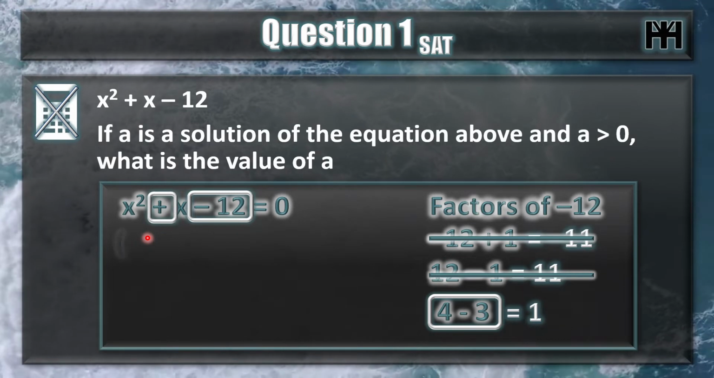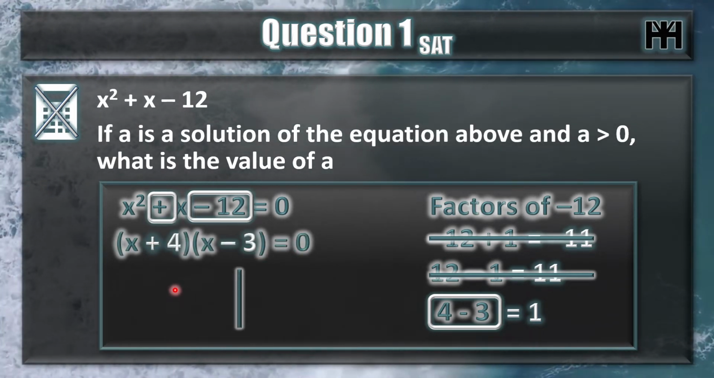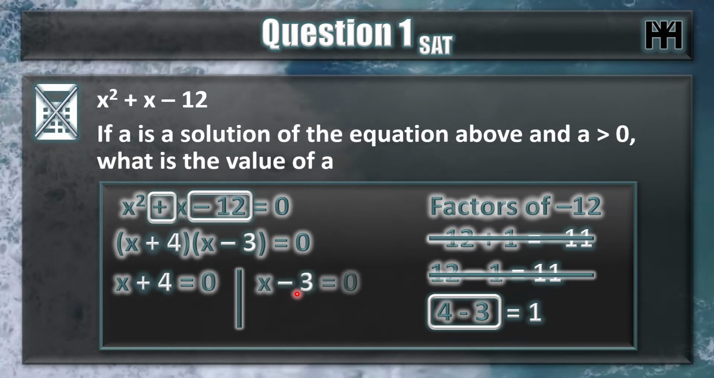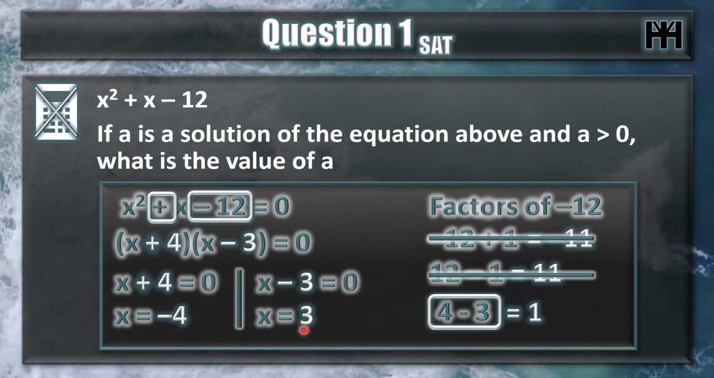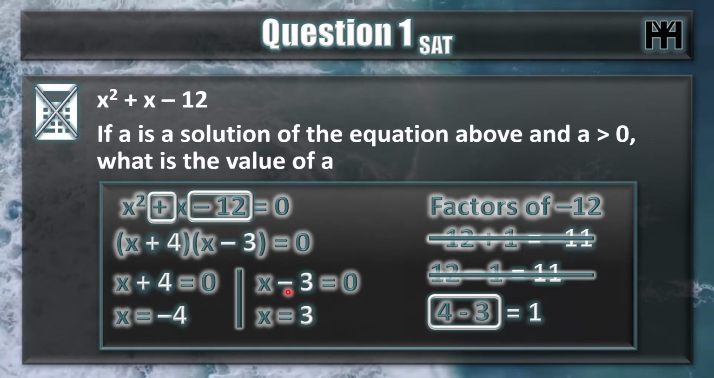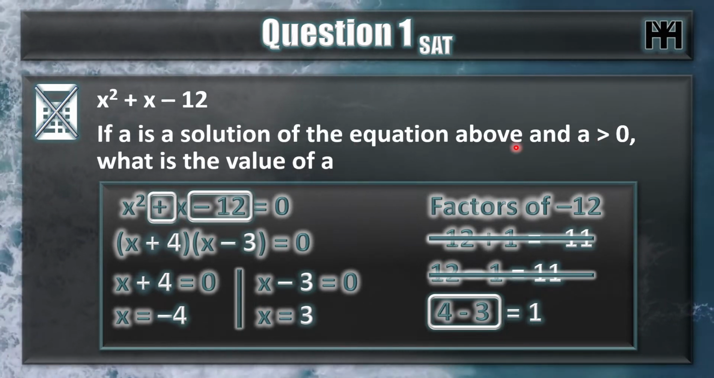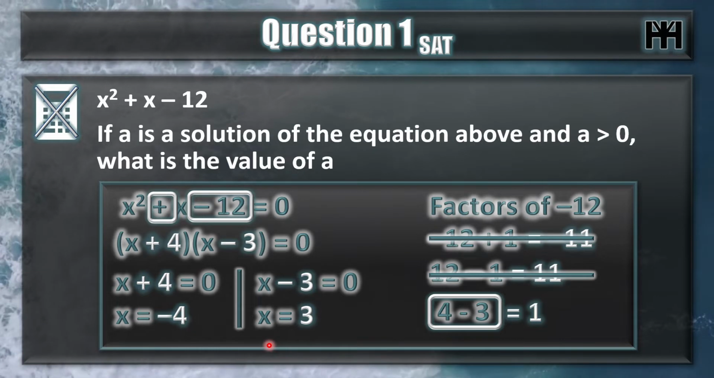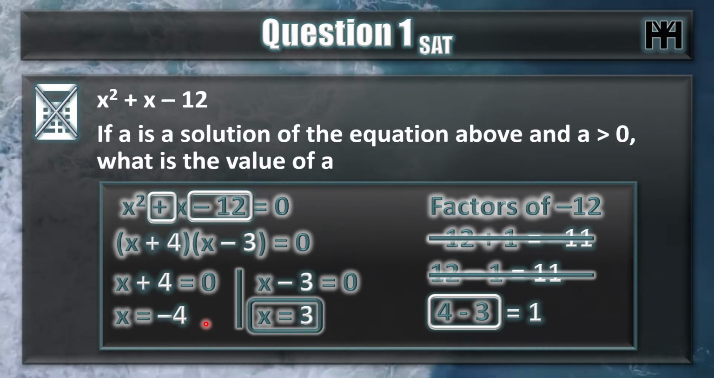So we have x plus 4 and x minus 3 equal to 0. So whether it's x plus 4 equal to 0 or x minus 3 equal to 0, so here x is equal to negative 4 and here x is equal to 3. So they say A is the solution to the equation, A is greater than 0. So this is the one here. 3 is greater than 0 but negative 4 is smaller than 0.